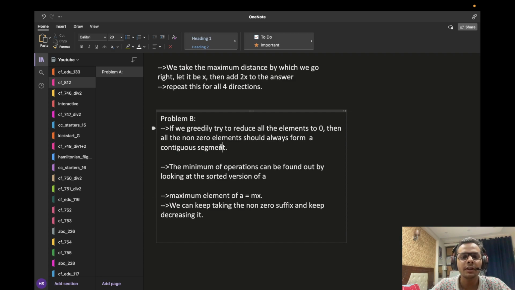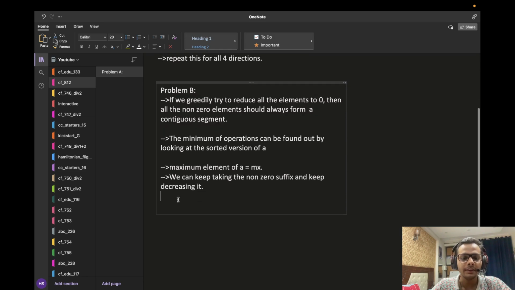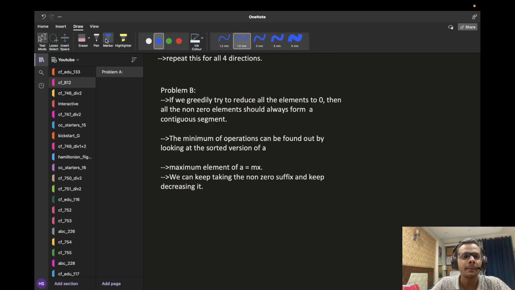So I have already written down the main condition which should be true. So let's see why that is true. Let's say that we are greedily trying to reduce all the elements to 0, and we encounter a situation where there are a few non-zero elements, then there is a 0 element, and then there are another few non-zero elements, right? So let's see what happens.